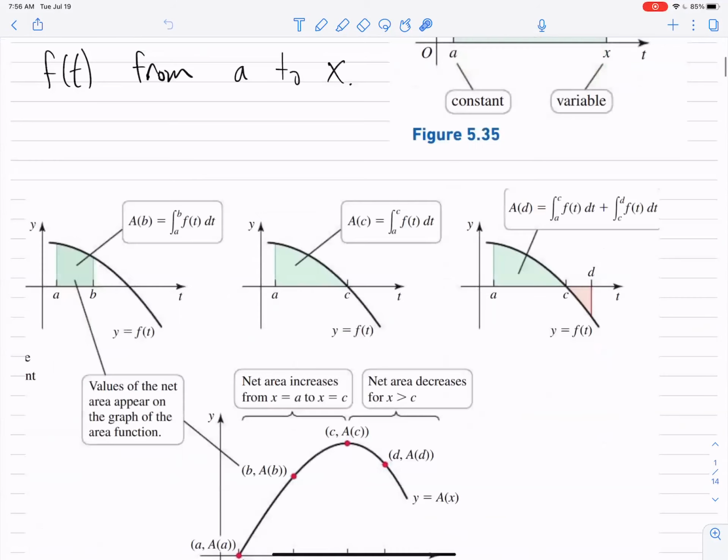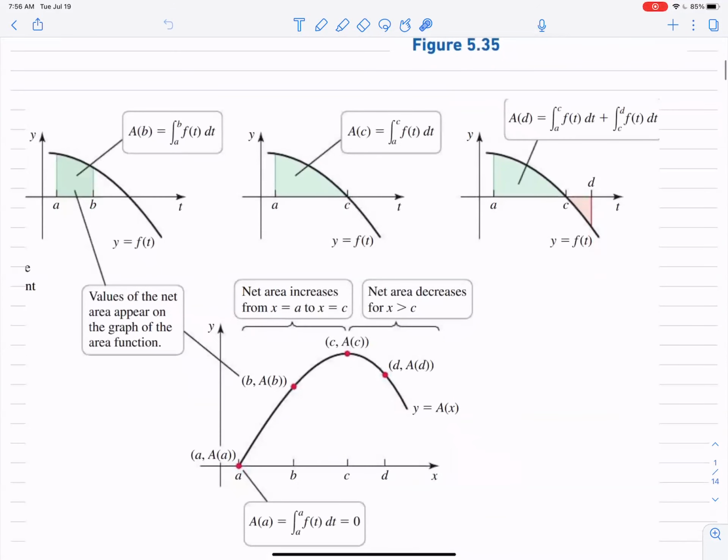Let's talk a little bit about what the area function does. A of b, capital A of b, means the area from little a to little b, and it gives us that amount of green. And A of a, if you start right there, the area from a to a is 0. If you go to b, we've gained some positive area, so our function value is up here. As we go from a to c, we've gained even more positive area, so we go to here.